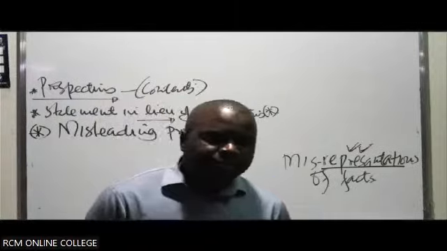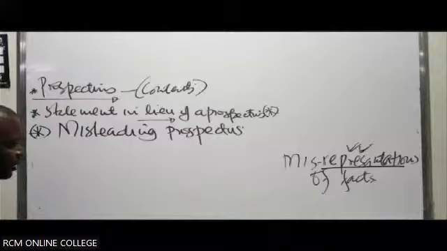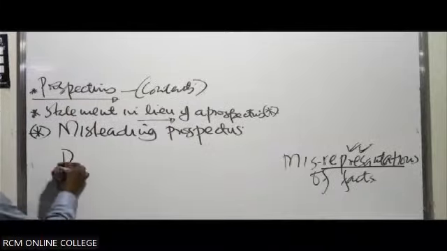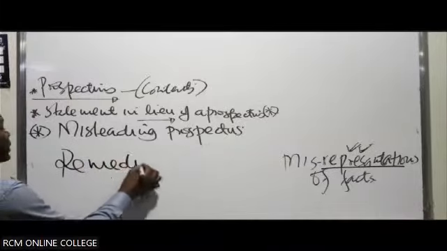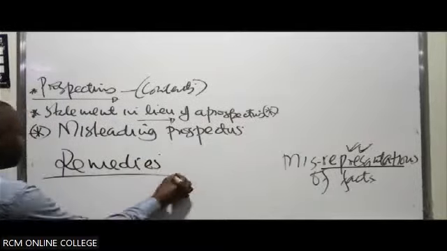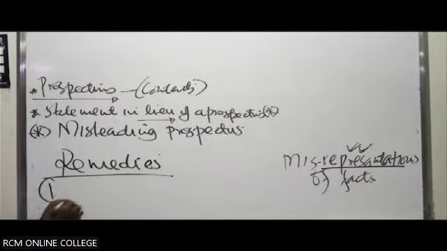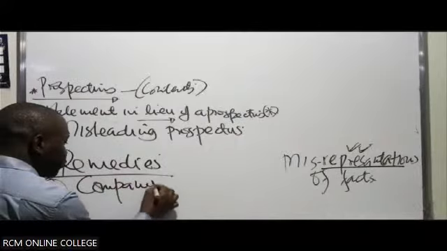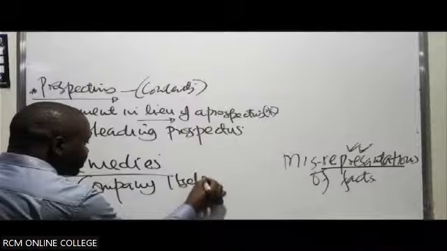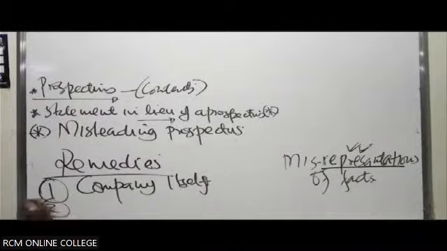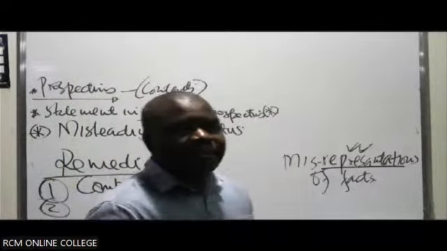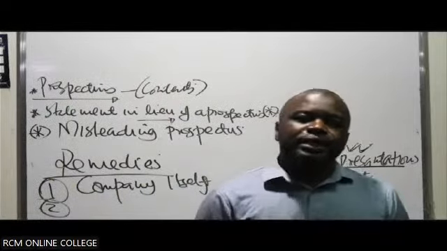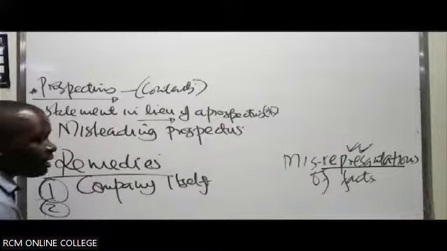If that happens, under the law, such an investor will have certain remedies. He has remedies. These remedies are usually categorized into two. There are those remedies against the company itself. He can go for the company itself. And number two, sometimes we have experts who are involved in preparing the prospectus. We can have auditors as part of the experts.